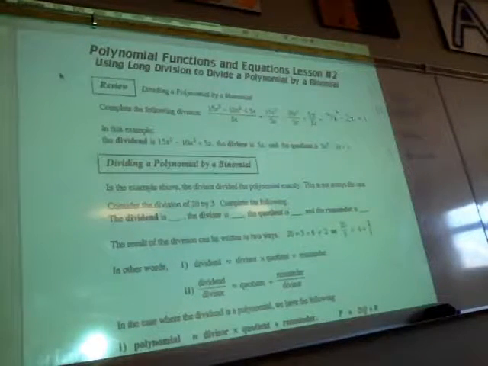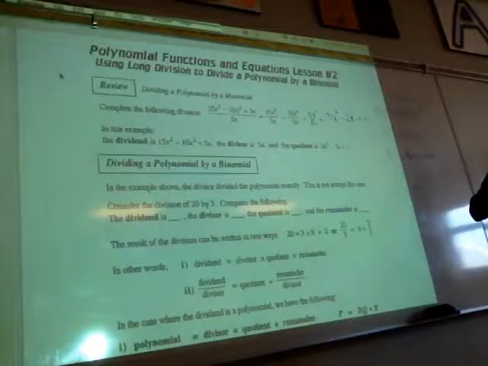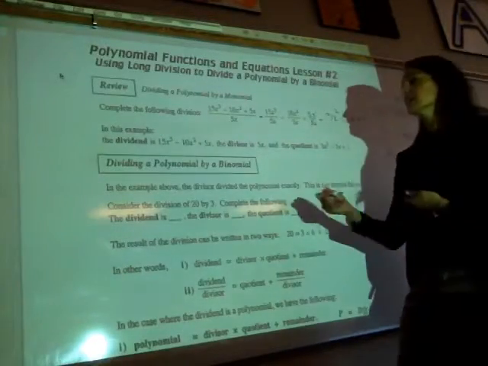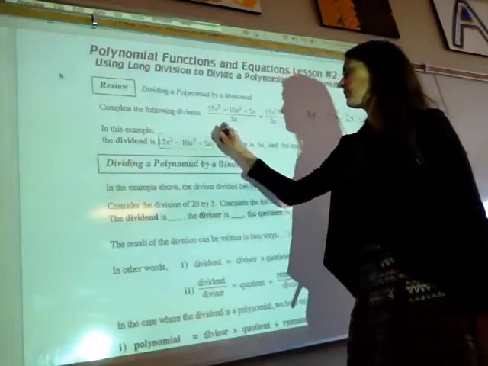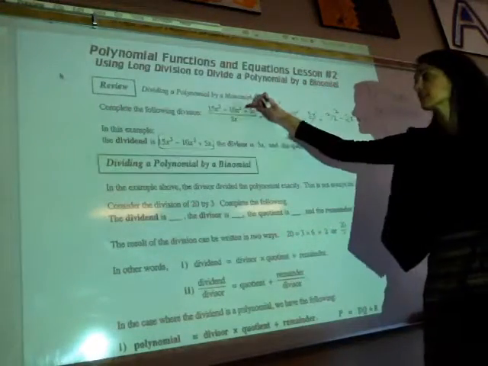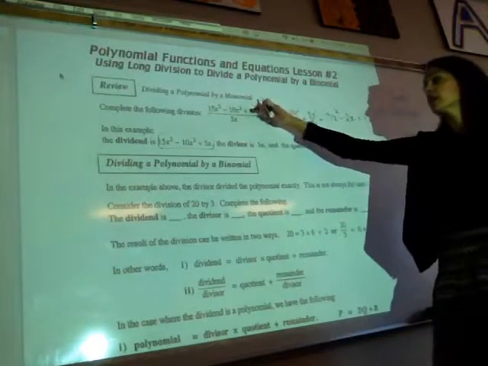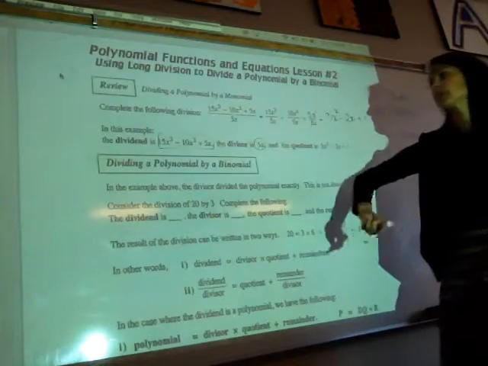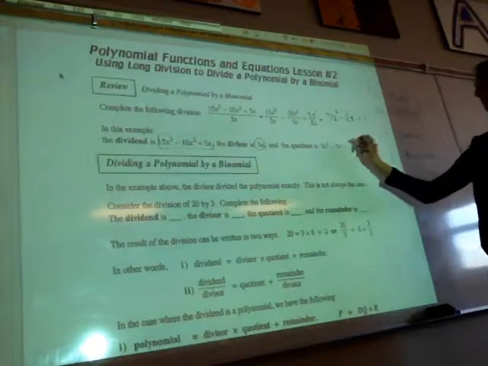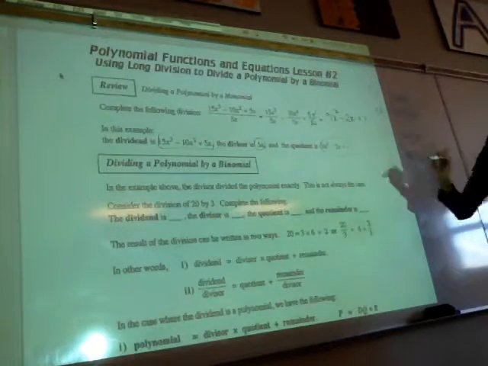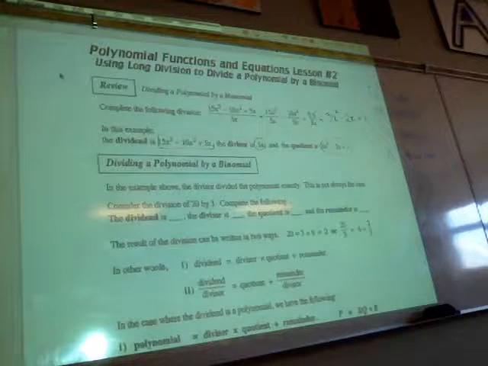Okay, if we talk about the solution to our question here, the dividend is going to be the polynomial that we start with. Okay, that's the polynomial on top. The divisor is what we're dividing by. And the quotient is the result of our division statement. It's what we ended up with. And if we have a remainder, that's going to be what's left over.